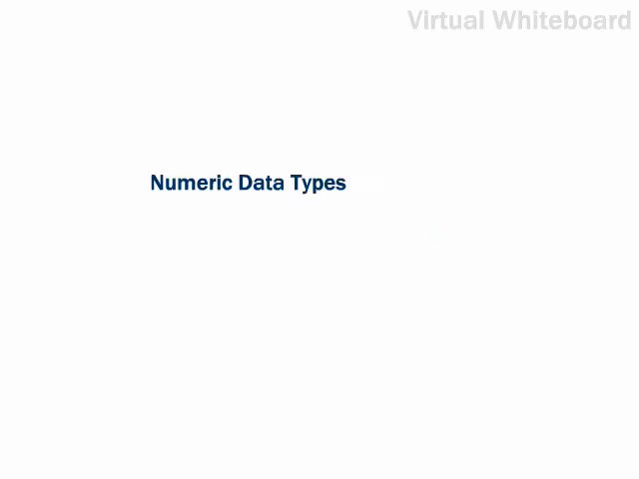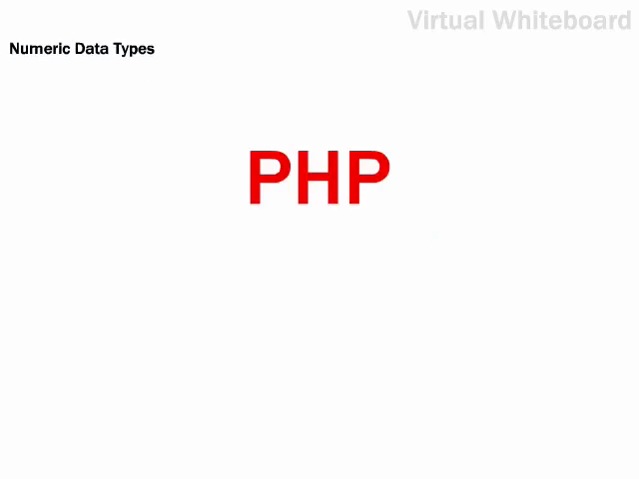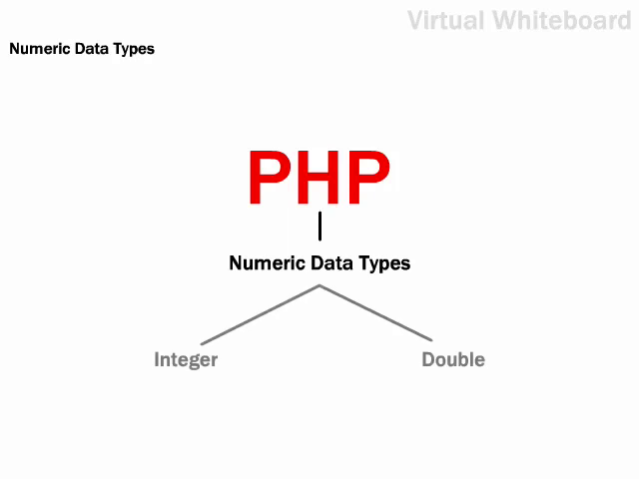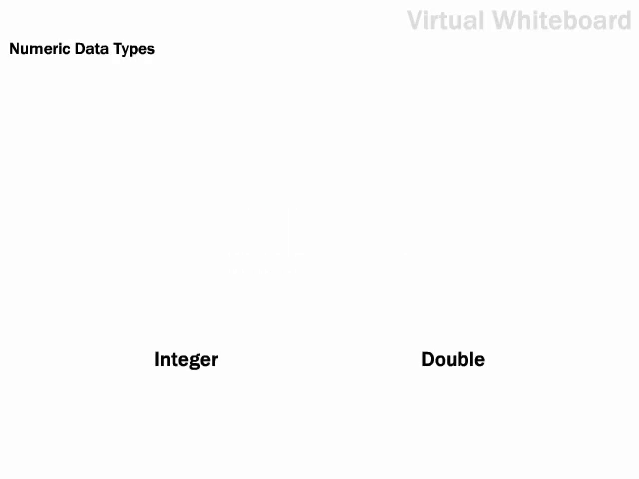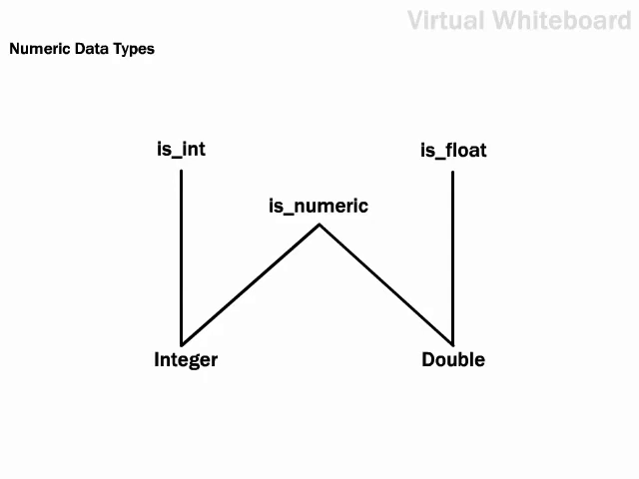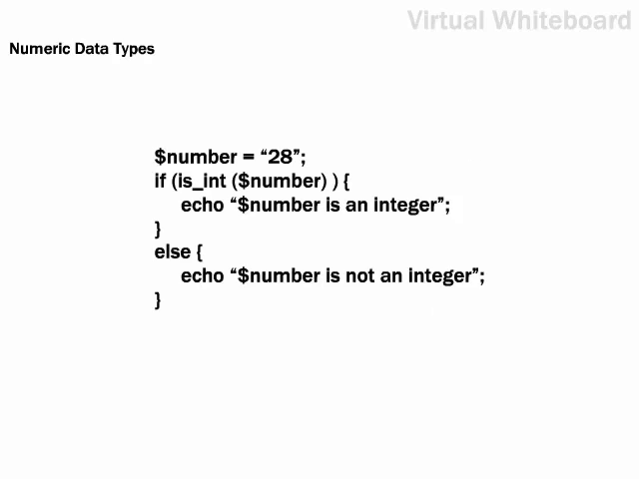Numeric data types. You already know that PHP assigns a data type to each value and that the numeric data types are integer and double for whole numbers. If you want to check whether a value is either of these types, you can use the is_float and is_int functions. Likewise, to check for either numeric data type in one operation, you can use is_numeric. This example contains a condition that checks whether the value of the number value is an integer.